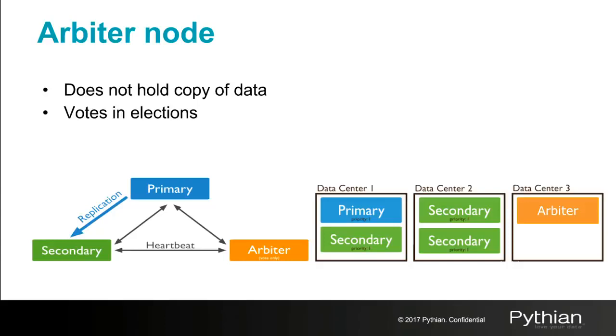Or we can use an arbiter if we have a deployment in 2 data centers. Each data center has 2 data nodes. Now, if one of these data centers goes down, we need an arbiter node that will participate in elections, and one of the other data centers will elect a primary node.